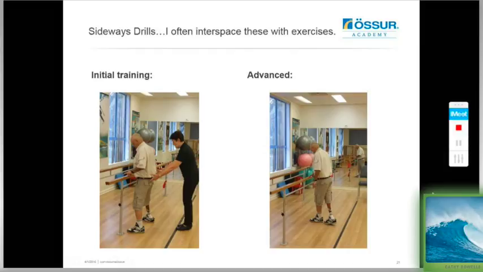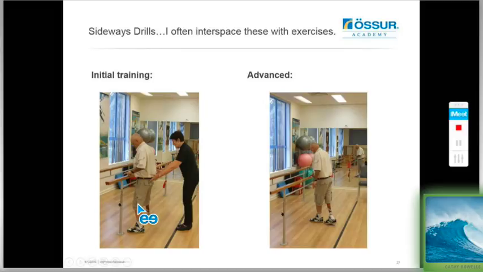Interspersed with their strengthening exercises, I will often use sideways walking drills. Sideways walking drills are really good for developing balance and strength up here in the abductors, concentrically and eccentrically as they're walking sideways, without having to worry about knee control. So it's a good strengthener, confidence builder and balance improver all in one. And I'm a girl who's all for bargains, so 3 for 1 is a great bargain for me.